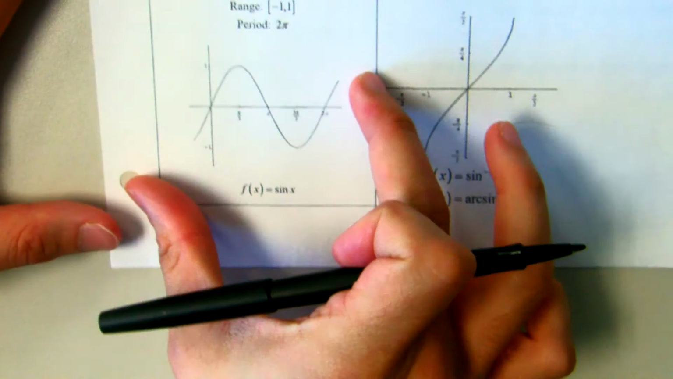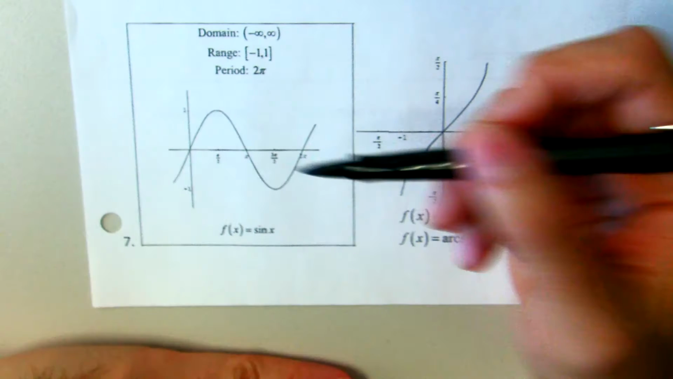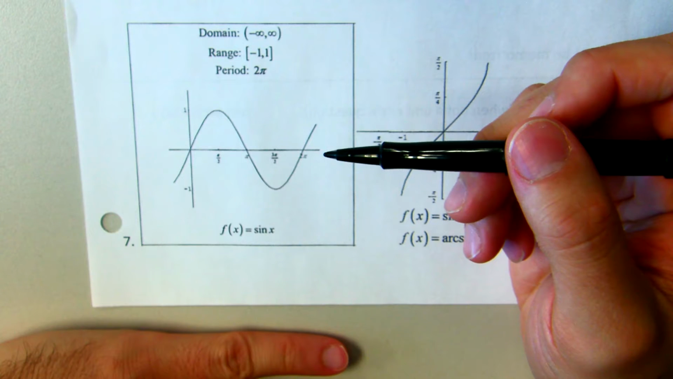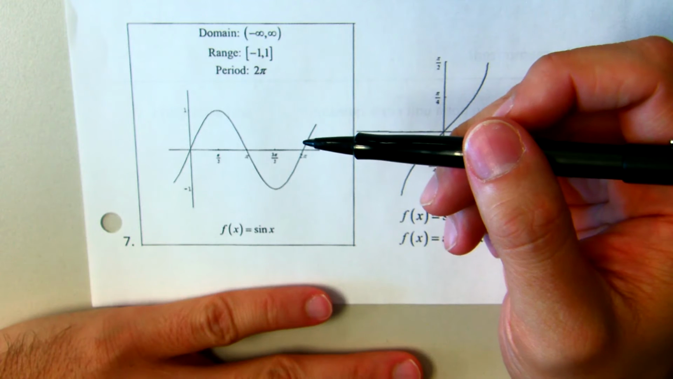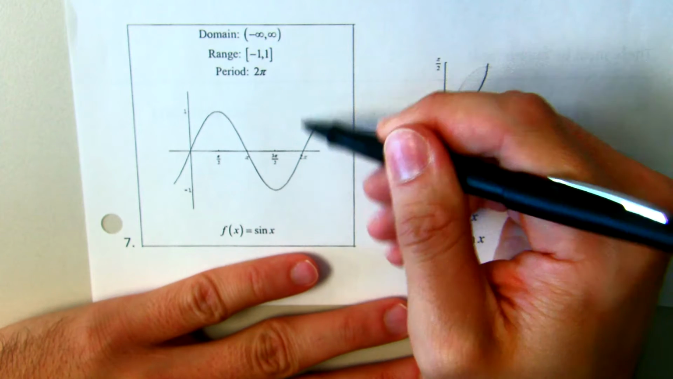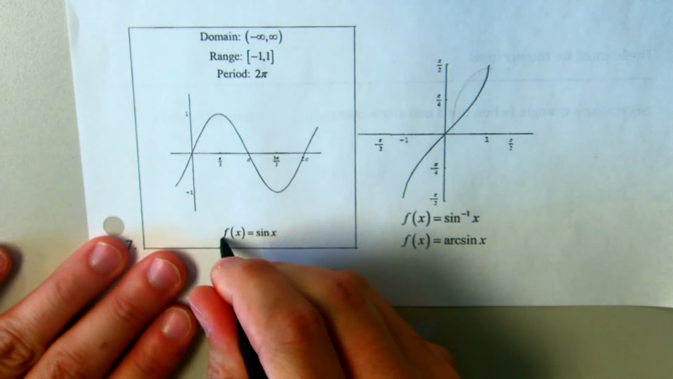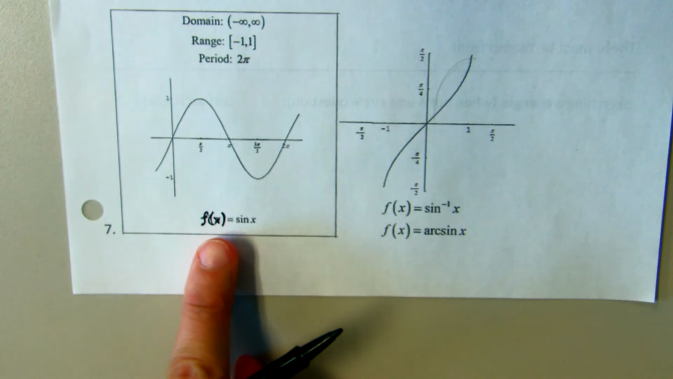So here's what the sine graph looks like. You guys now understand that. Is sine a function? It passes the vertical line test, right? Any vertical line that I draw hits my graph at most once, right? Also, by saying f of x, we're saying it's a function there too.